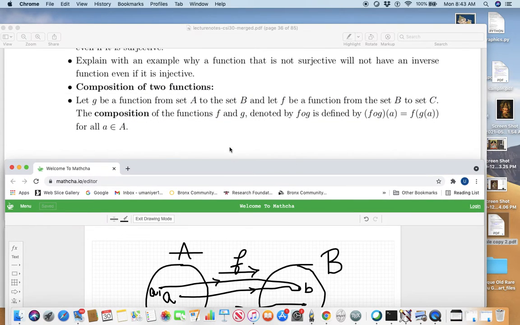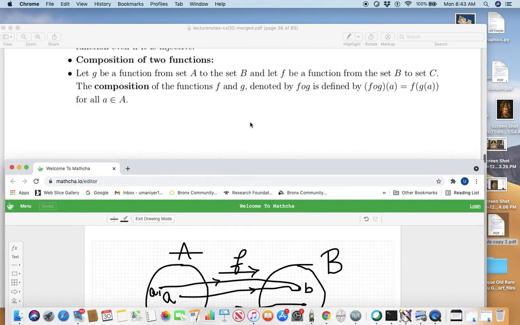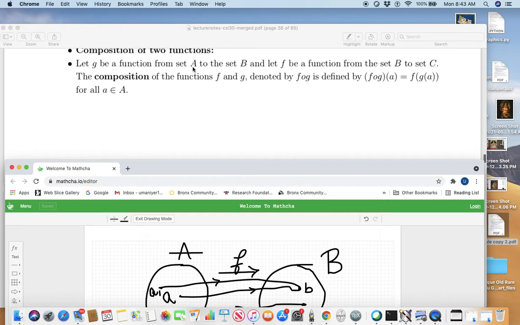All right. Composition of two functions. Let g be a function from set A to set B, and let f be a function from the set B to C. The composition of the functions f and g, denoted by f∘g, is defined by (f∘g)(a) = f(g(a)). Composition is like a chain. First evaluate g, and wherever you land, evaluate f on that.